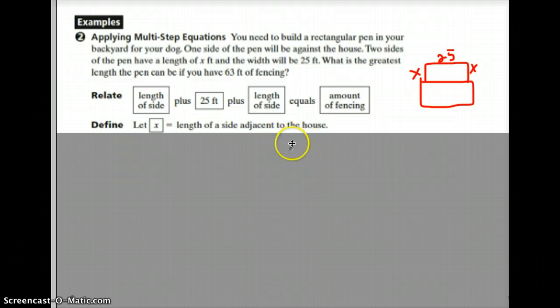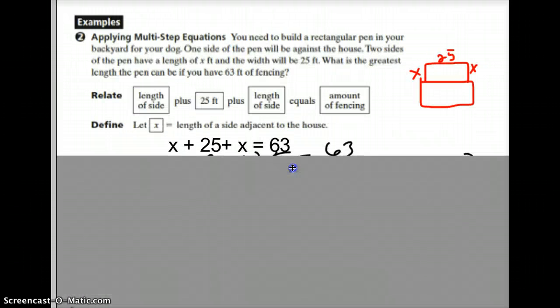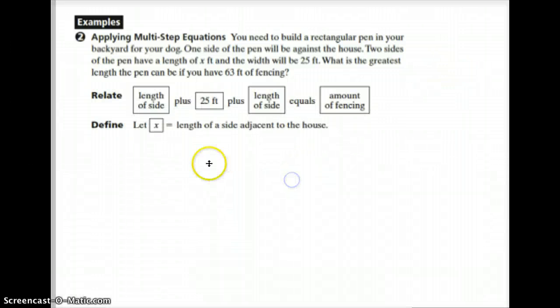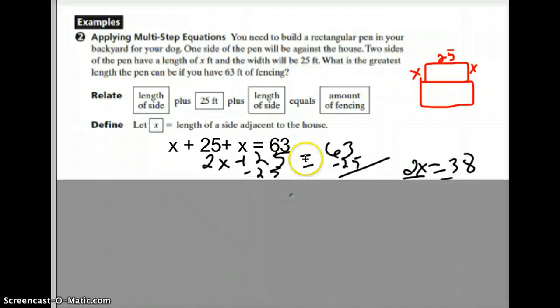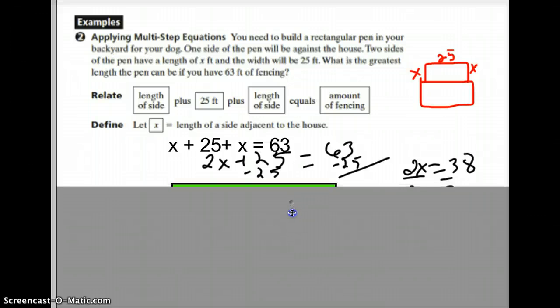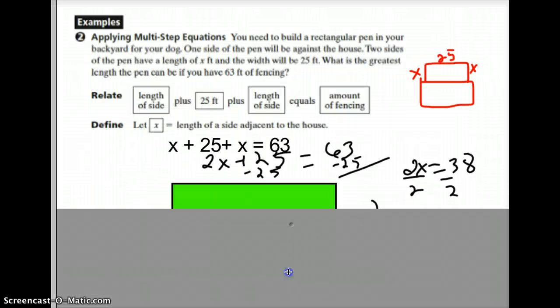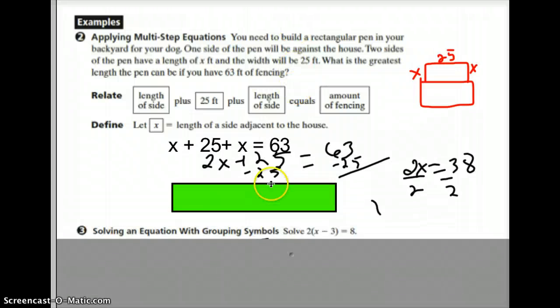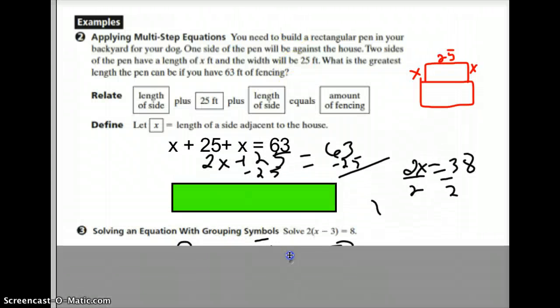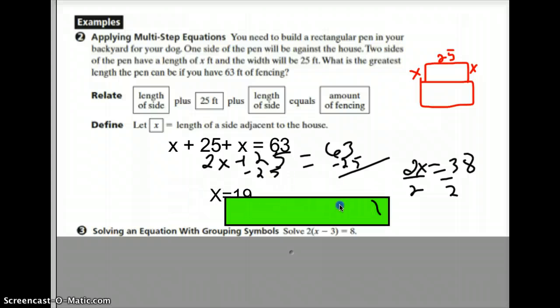If we look at that, we let x be the length of the side, our equation is x plus 25 plus x equals 63. So in order to solve this, the first thing we would do is combine like terms. We're left with 2x plus 25 equals 63. We then undo the addition by subtracting 25 from both sides. We're left with 2x equals 38. Divide both sides by 2, and our result is x equals 19.